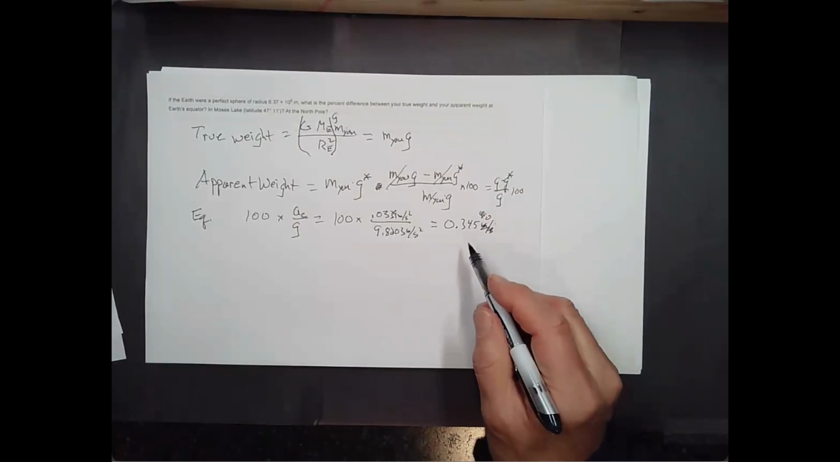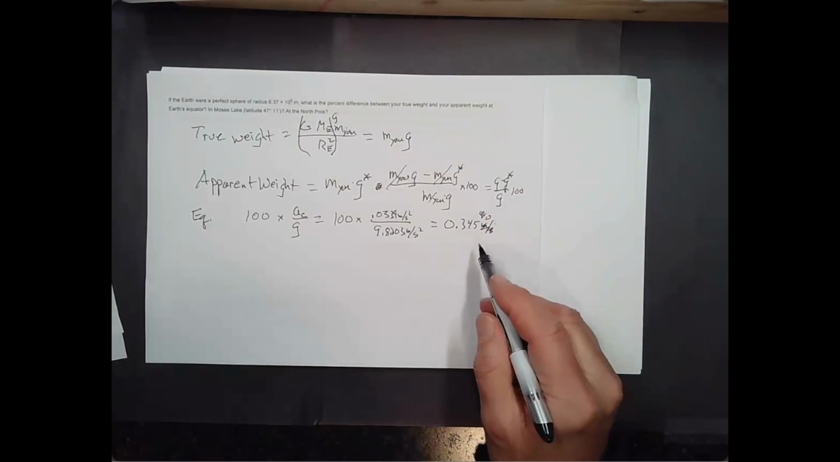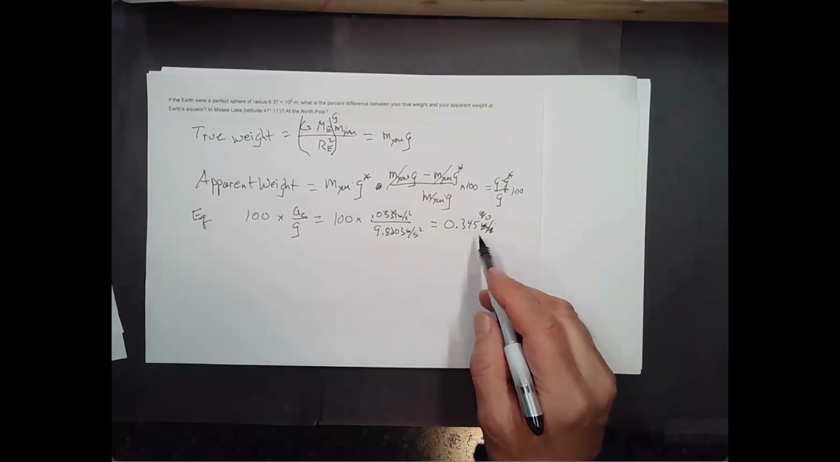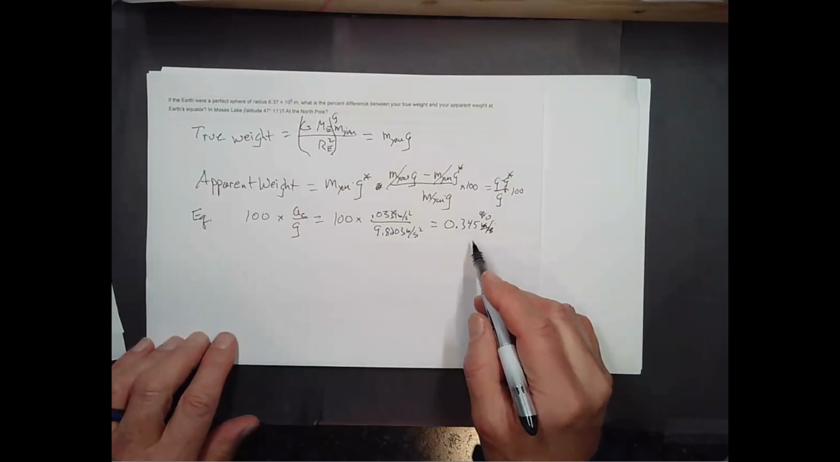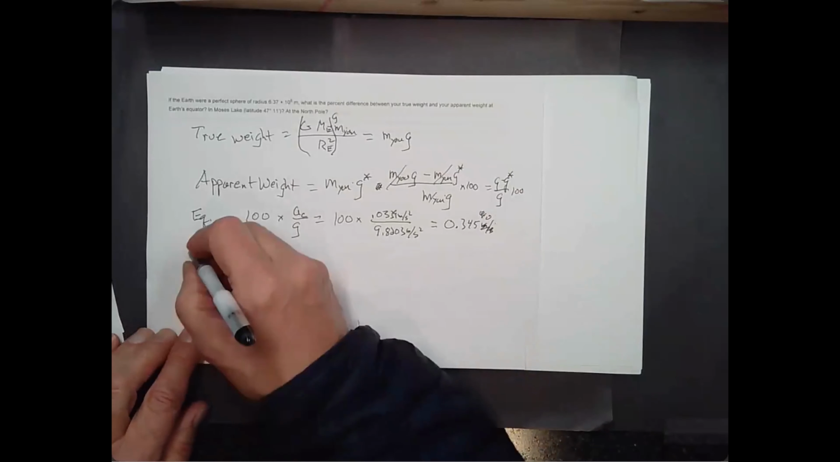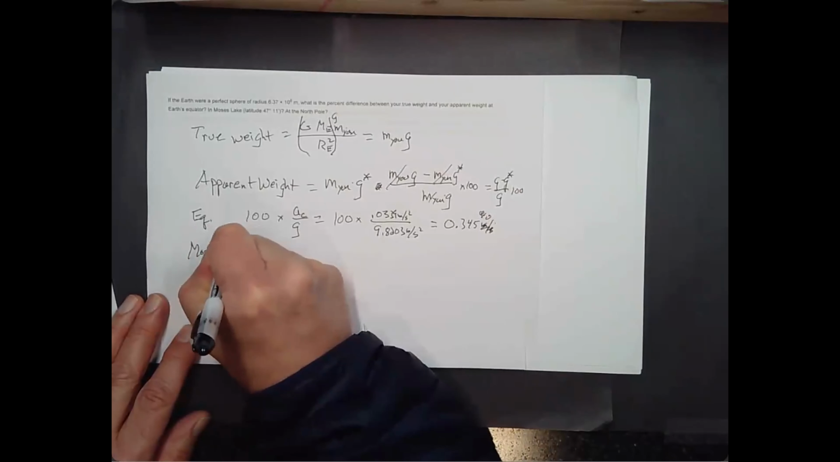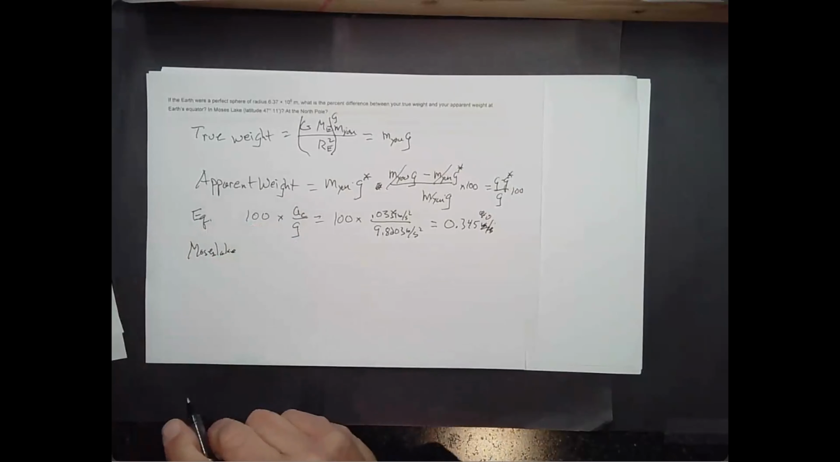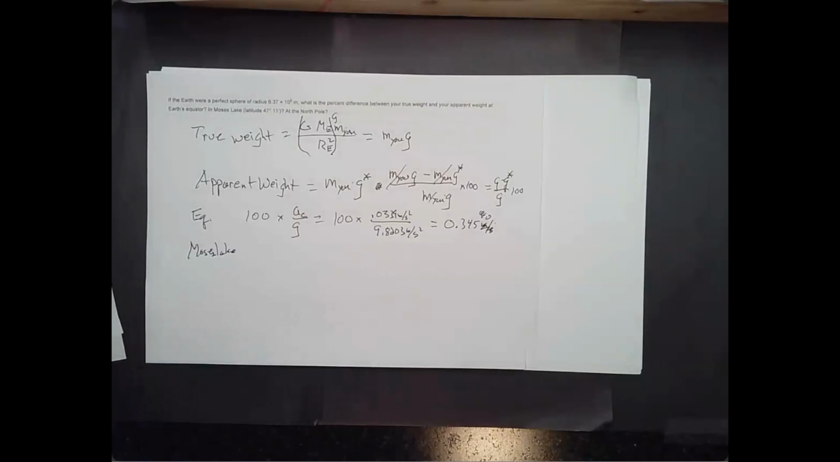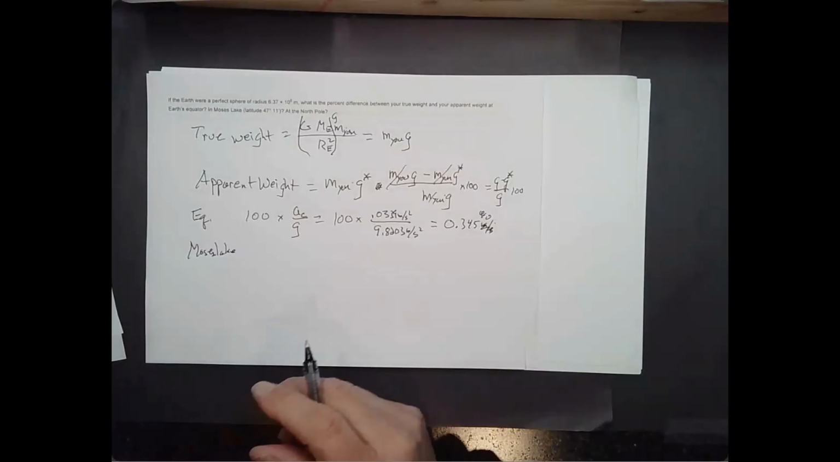So that'd be about 3.5 parts per 1,000 actually is what it ends up being. What about in Moses Lake? Well, it ends up being something very similar.